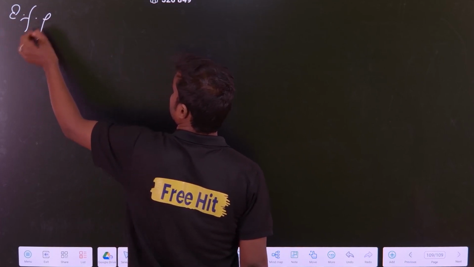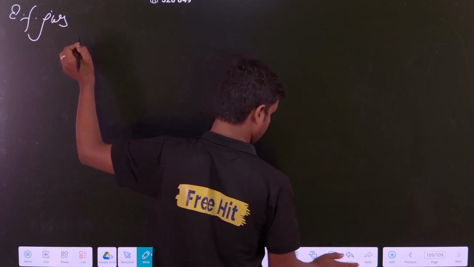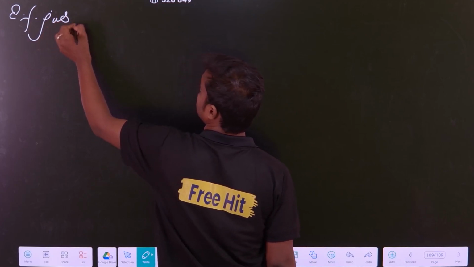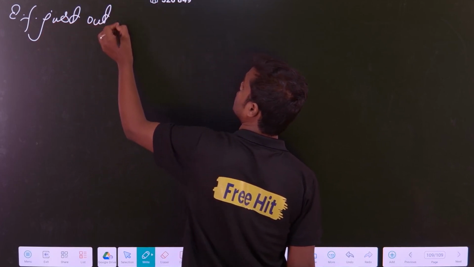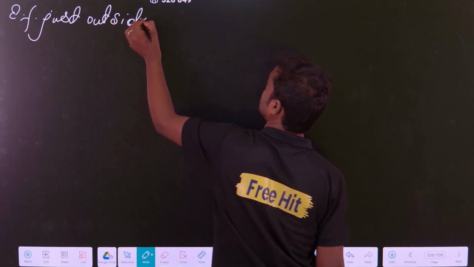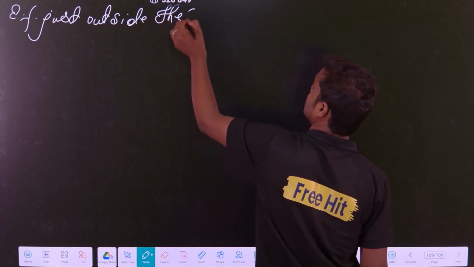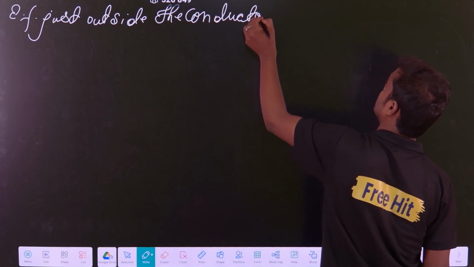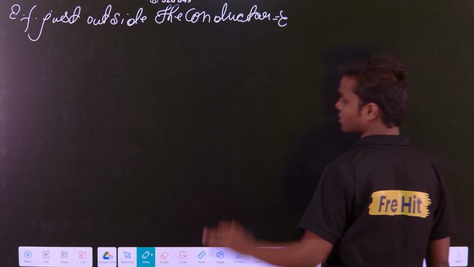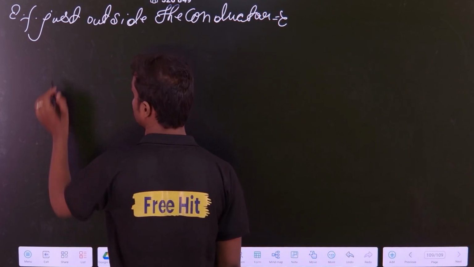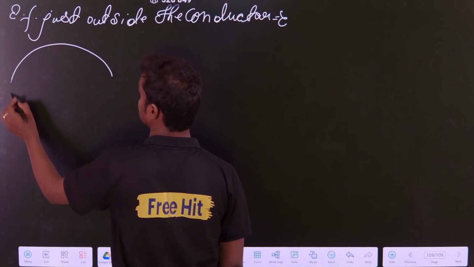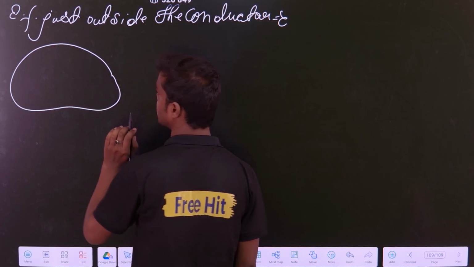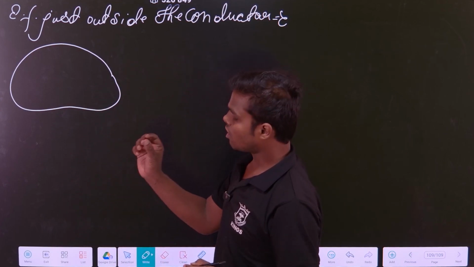Electric field just outside the conductor. I want to calculate the electric field just outside the conductor. Okay, so let us see. There is a conductor, correct? And I am talking about just outside the conductor.